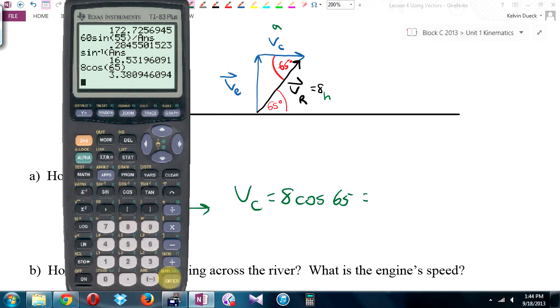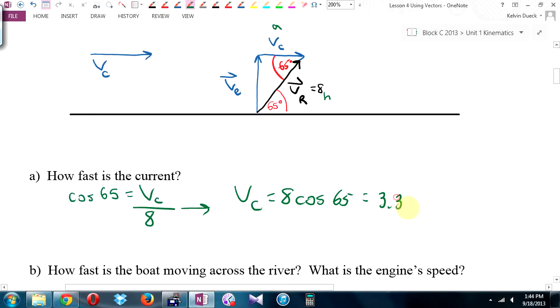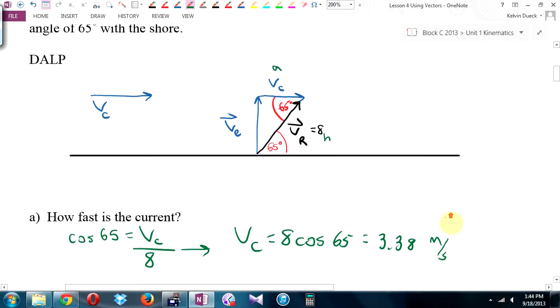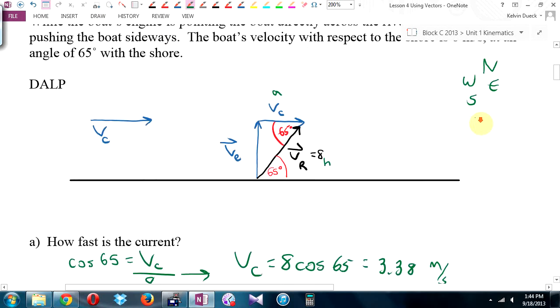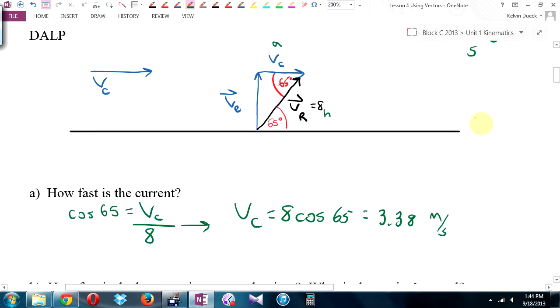Do y'all get 3.38? Yeah? Meters per second. Hey, you know what? Let's do a compass rose right here, and let's add a direction. What do we call that? Based on our map, I didn't give you directions in the original question, but if I'd given you the diagram, based on our map, we could also then say due east. Due east.